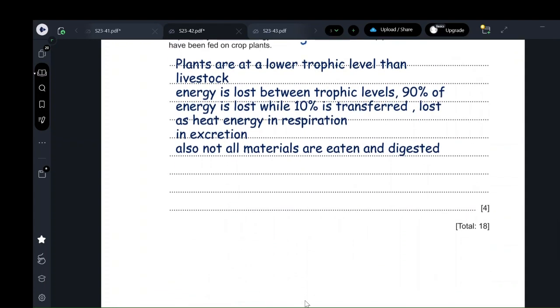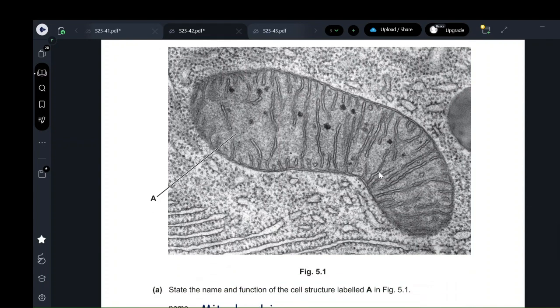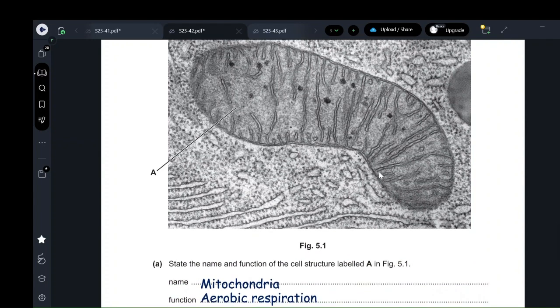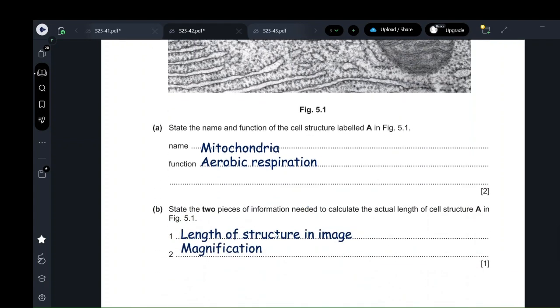Okay, that's a repeated question. Question 5. The photomicrograph of a structure found in the animal and the plant cells. We took the structure before. The oval structure with foldings inside. This is a mitochondria. What is its function? Aerobic respiration, release of energy.